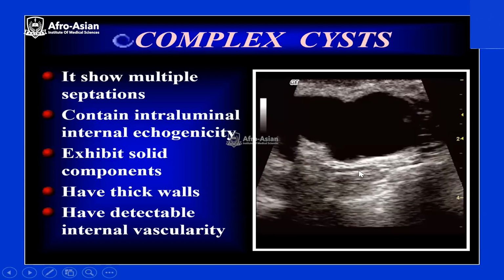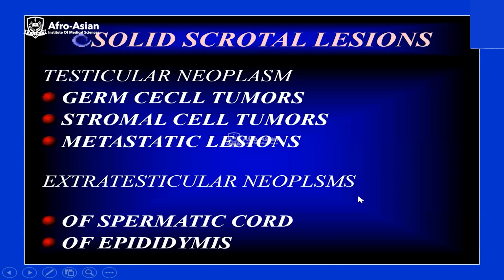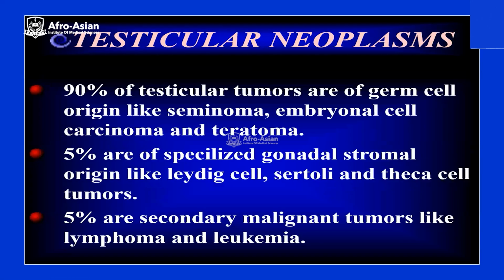The complex cyst may contain intraluminal internal echogenicity or may have some solid components, thick walls, and we can get internal vascularity also. The solid scrotal lesions include germ cell tumors, stromal cell tumors, metastatic lesions, extratesticular neoplasms of spermatic cord and epididymis.